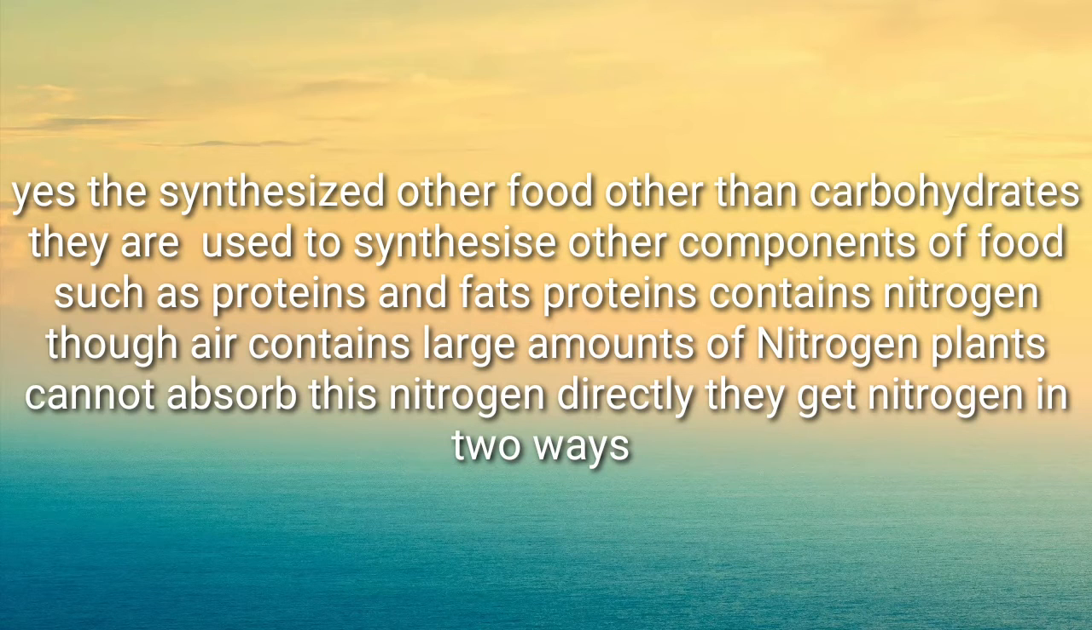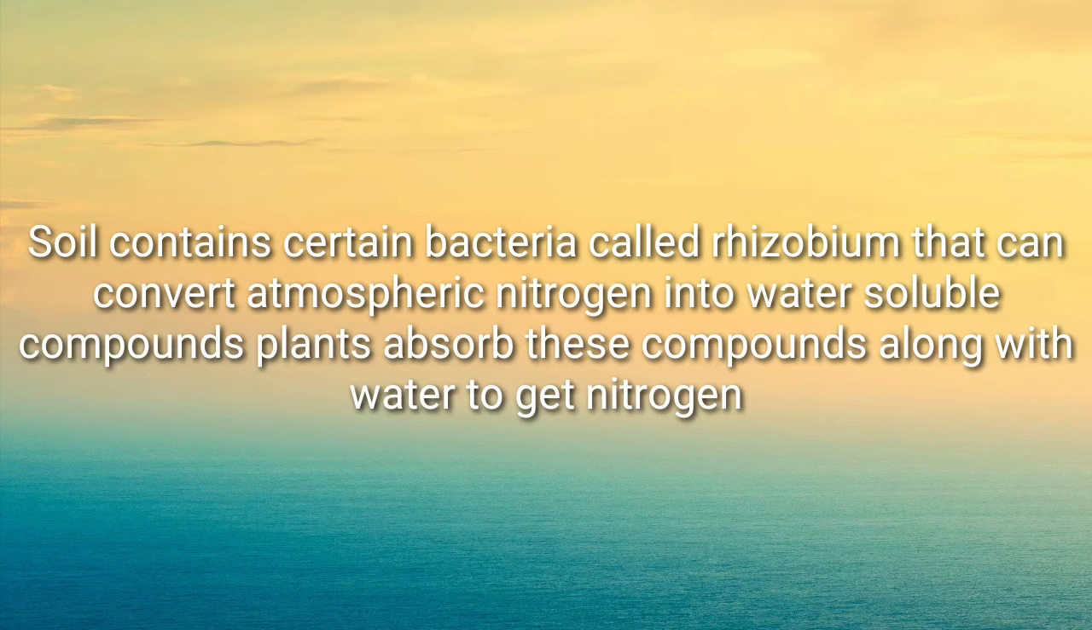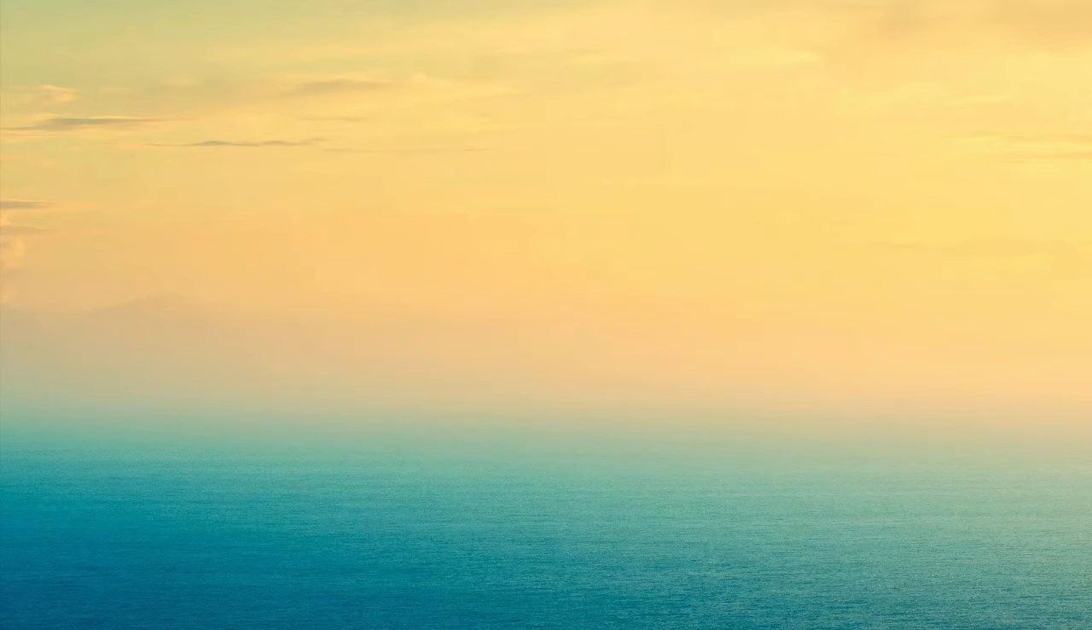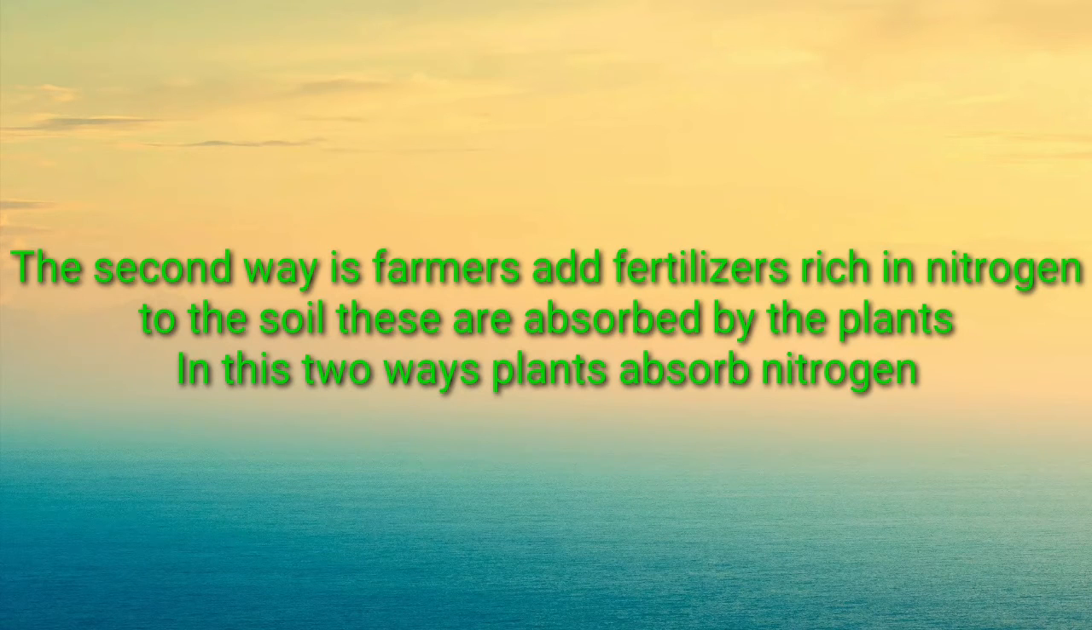They get nitrogen in two ways. Soil contains certain bacteria called rhizobium that can convert atmospheric nitrogen into water-soluble compounds. Plants absorb these compounds along with water to get nitrogen. The second way is that farmers add fertilizers rich in nitrogen to the soil. These are absorbed by the plants. In these two ways, plants absorb nitrogen.